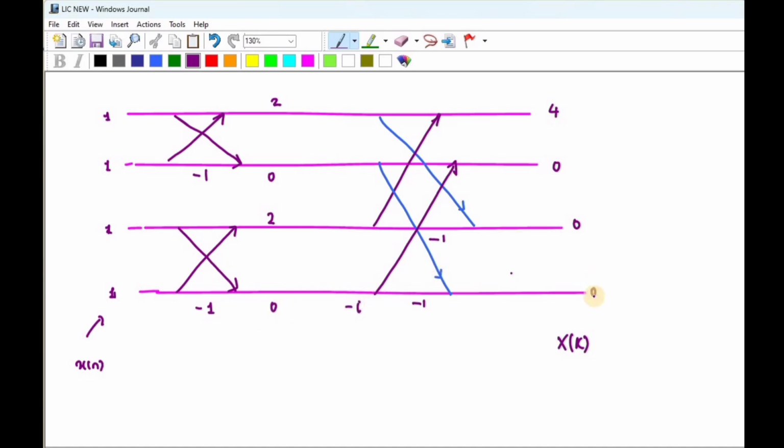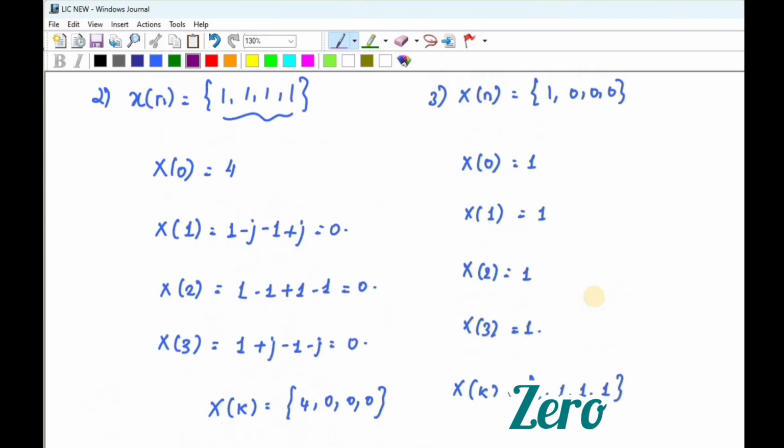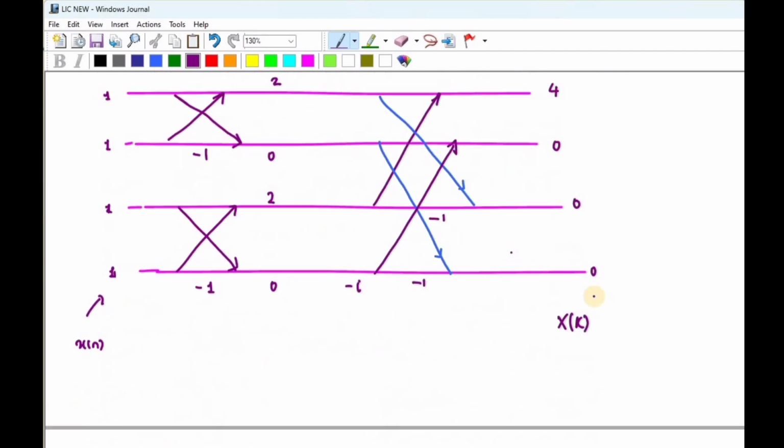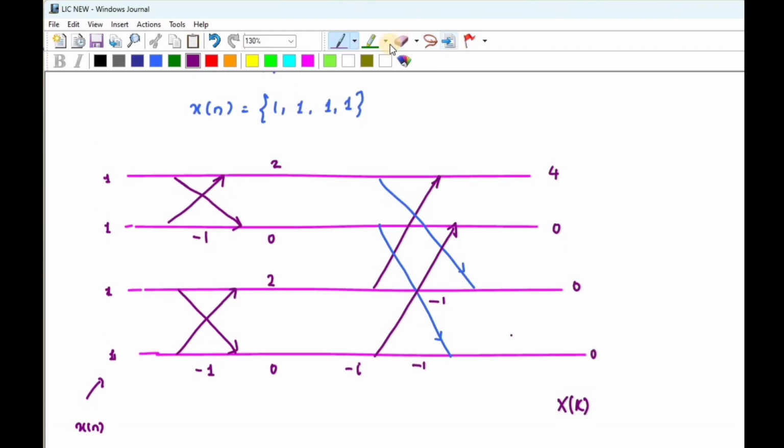Let us take another problem. x of n is equal to 1, 0, 0, 0. So here also if you reverse the value, you will get 0, 0 only. Okay, so now let me do the DIT algorithm.